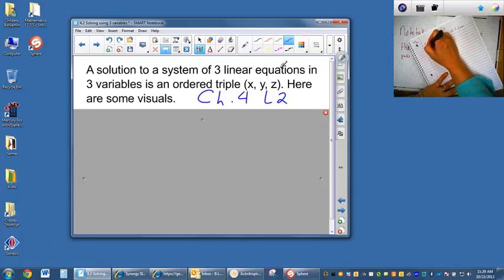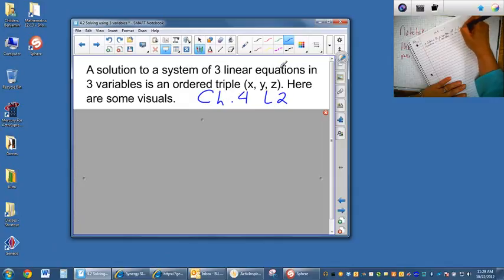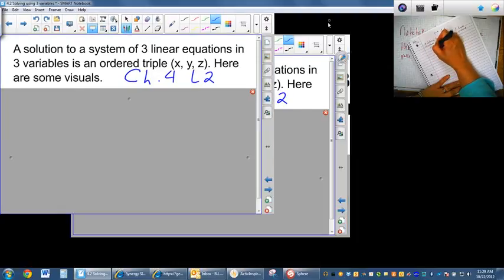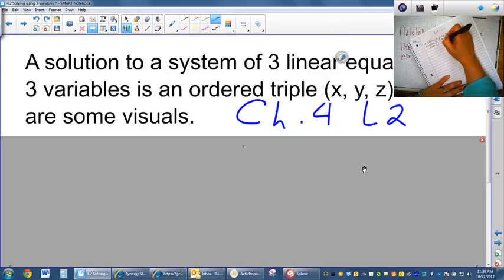And tomorrow, we'll probably do a little group work, and a little individual work on Wednesday, solving these problems. These problems get big. They take a lot of time. So, a solution to a system of 3 linear equations in 3 variables. We're going to have an x, a y, and a z, which is an ordered triple. And I decided to pull up some visuals for you so you had an idea of what we're talking about.